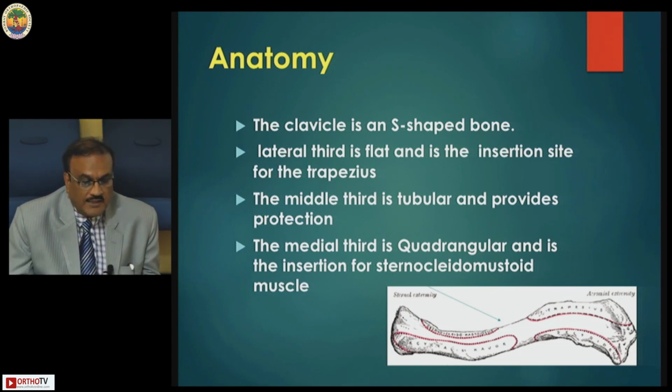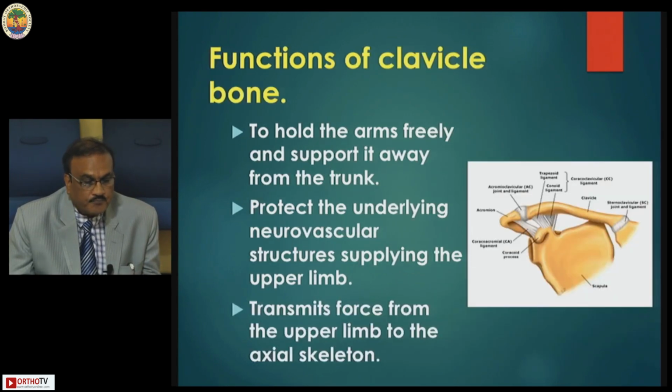The lateral third is flat and is the insertion site for the trapezius. The middle third is tubular and provides protection. The medial third is quadrangular and is the insertion of the sternocleidomastoid muscle, because you must know the anatomy before you do the surgery.